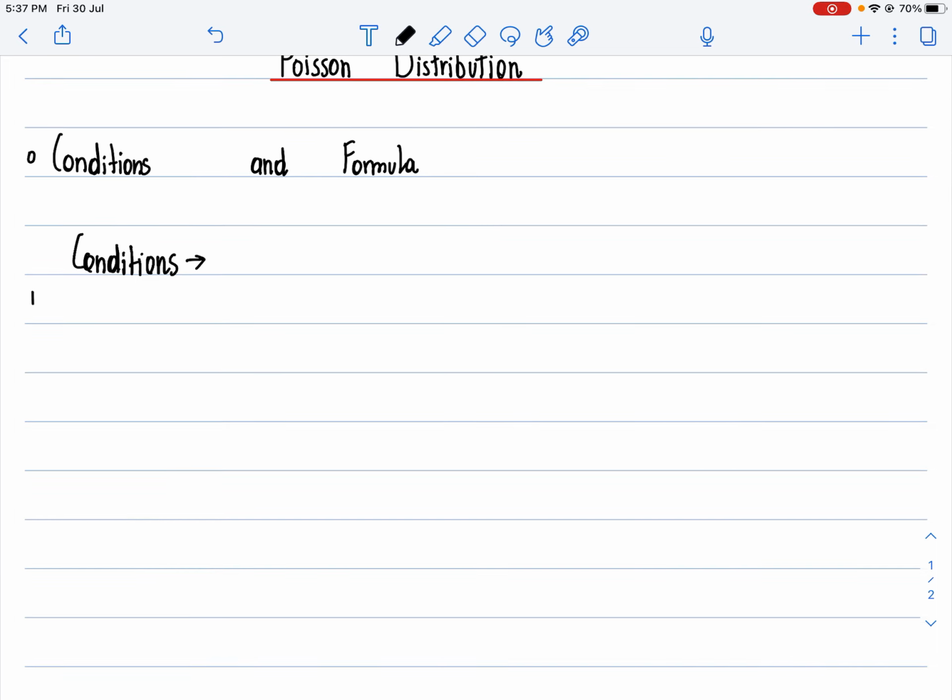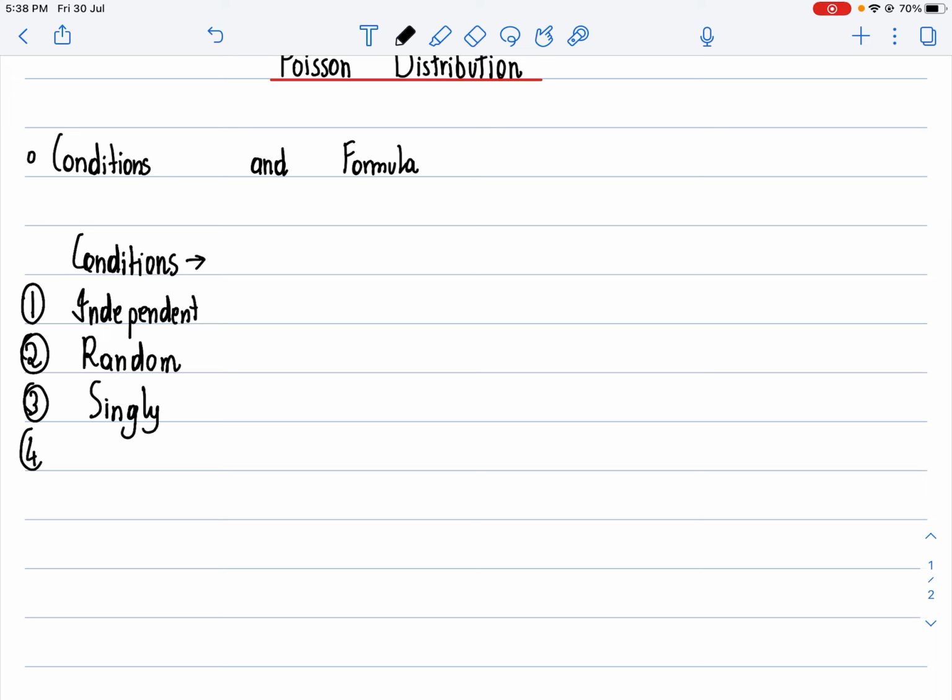The first condition is that the events, this is everything related to the events, are independent. The second condition is that the events are random. The third condition is that the events occur singly. And the fourth condition is that there should be a constant mean.